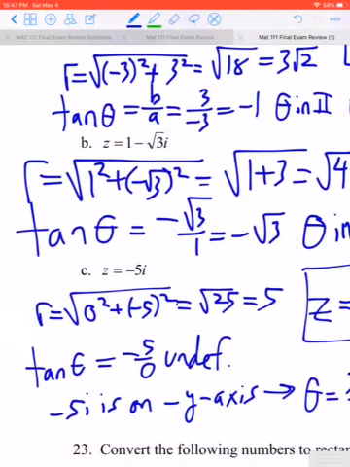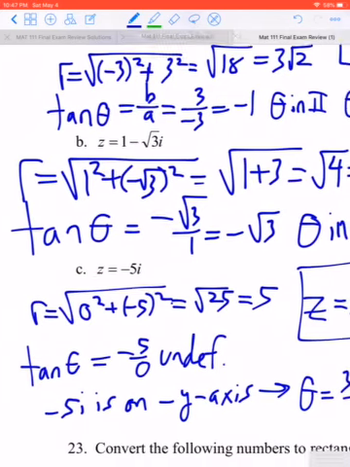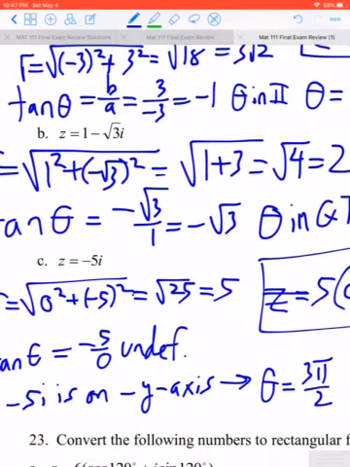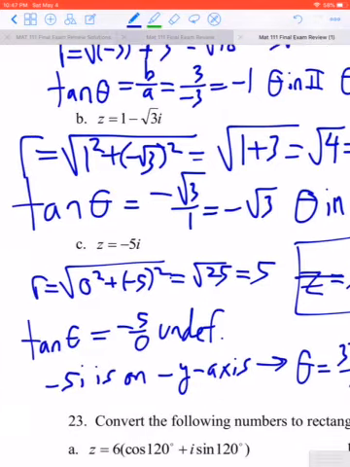For the next one, it's 1 minus the square root of 3i. We first calculate the r value for this complex number. Its r should work out to be positive 2. To find its angle, the tangent of theta is going to be equal to b over a. That is the negative square root of 3 over 1, which is the negative square root of 3.